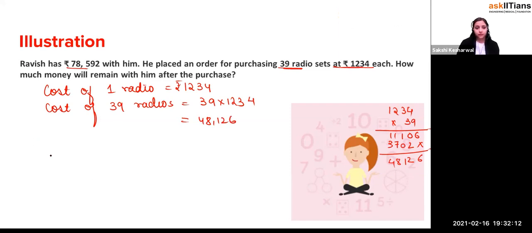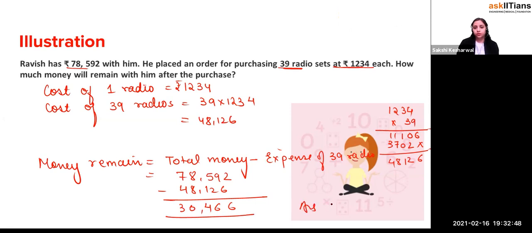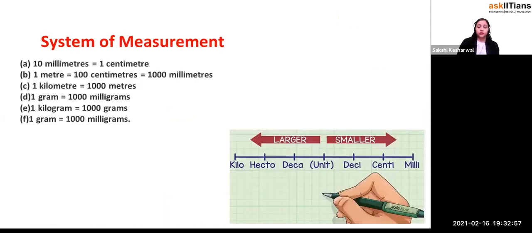Now the money remaining with him will be the total money minus the expense of 39 radios, right? So that is 78,592 minus 48,126. So you do the difference. So this will be 6. And 8 minus 2 is again 6. This is 4 and this is 30. So the answer will be rupees 30,466. That's it.